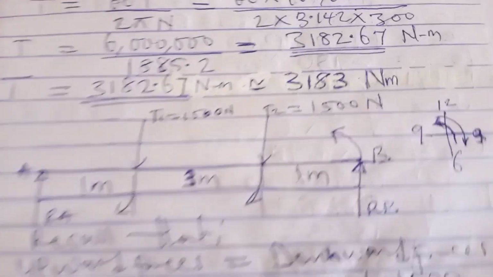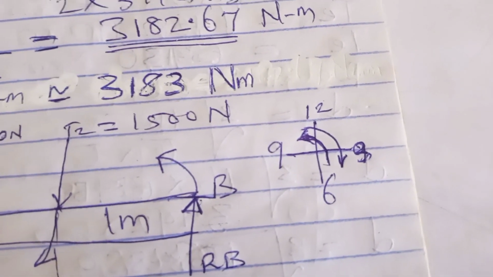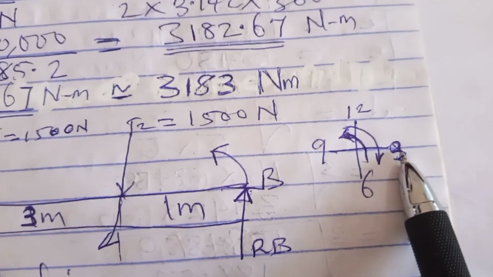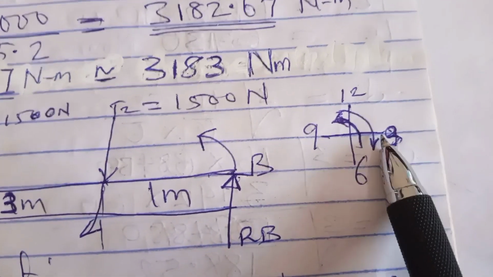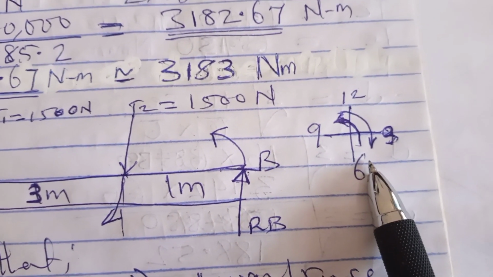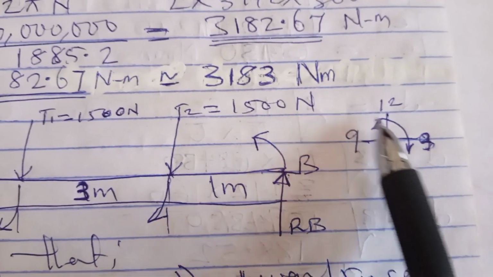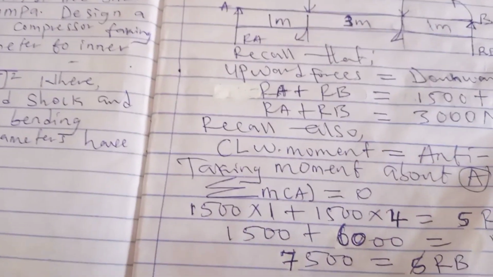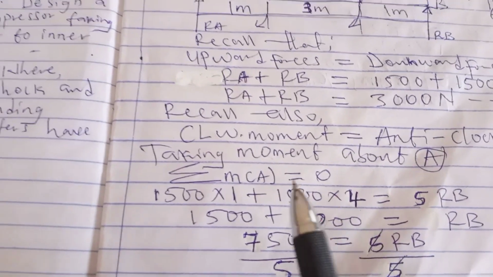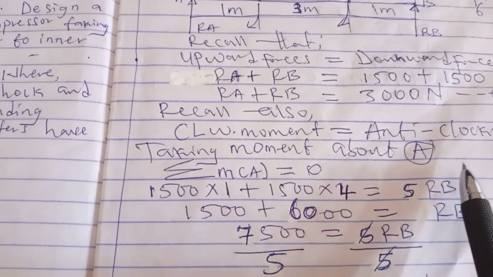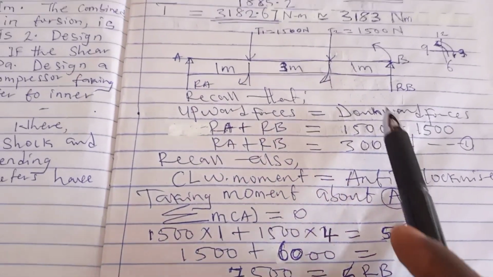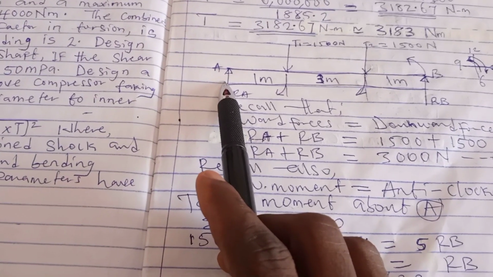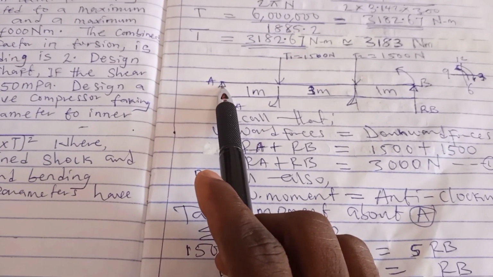Anti-clockwise moment. Look at this place now. You can quickly draw this in your wall clock sign to know which one is clockwise and which one is anti-clockwise. This one coming this way is clockwise, and this one going against the movement of the wall clock is anti-clockwise. And by that you can now know that the anti-clockwise will be the RB times the entire distance he used in getting to this point A that we took our moment from.